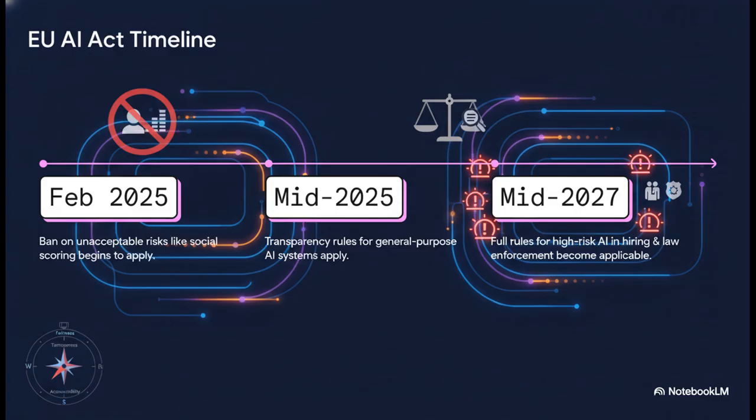The EU's AI Act is a huge deal. It's the first major law of its kind. It takes a pretty smart, risk-based approach. So, really dangerous stuff, like government social scoring, banned, gone. And for high-stakes AI, like in hiring or policing, there are now super strict rules about transparency and safety.